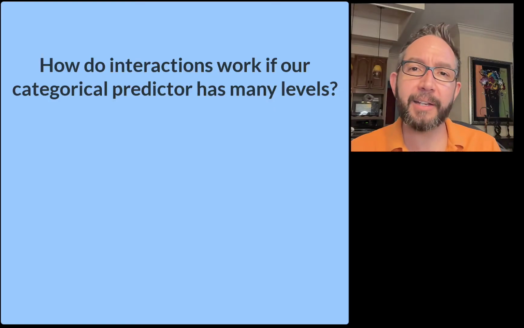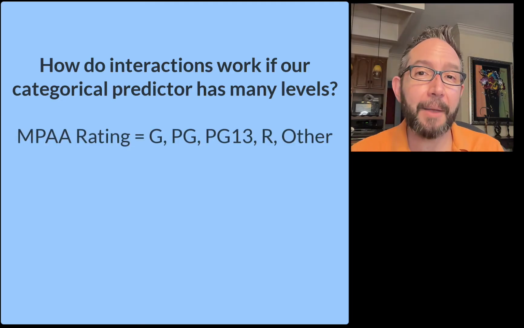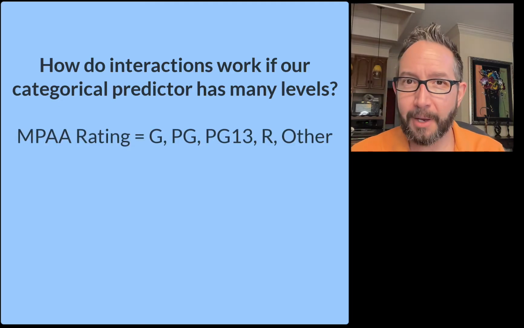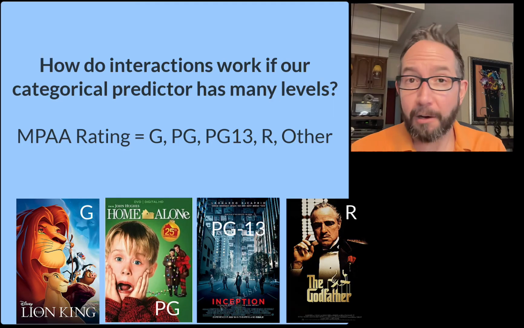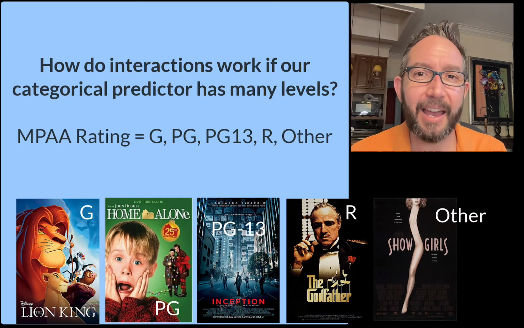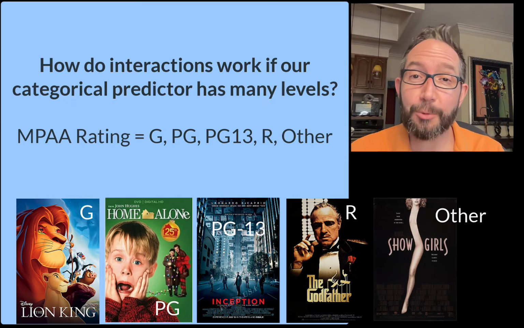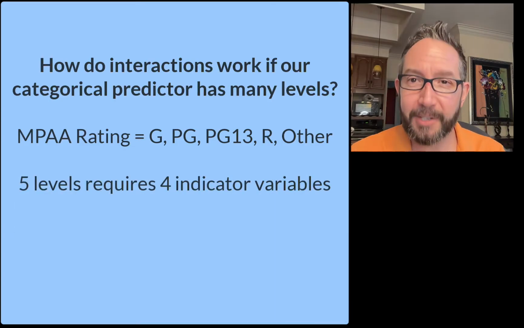And for that, let's look at an example where we're trying to predict the IMDb rating based on the full MPAA rating information. So we have G-rated movies, PG, PG-13, R, and also an other category. This might be unrated, NC-17, X, etc. And so in this case, we have 5 different levels. We're going to need 4 different indicator variables to represent them.